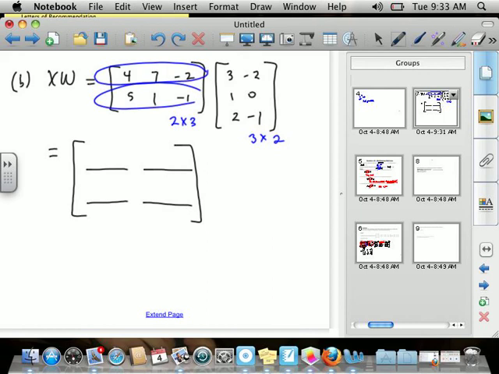Okay. Circle the rows in the first one, columns in the second one. That will help you not get off those lines. So as you're moving, you'll remember where you're supposed to stay within. Okay, so the first one I'm going to have 4 times 3 plus, now I move. So I'm going to move right and down, so 7 and 1. And I'm going to move right and down, so negative 2 and 2.